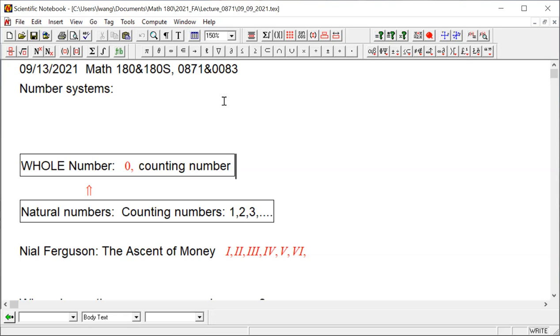The title of the book is called 0. Someone wrote a biography for 0. The title is called 0, the biography of a dangerous, look at my terrible spelling, dangerous idea. Okay, the biography of a dangerous idea.